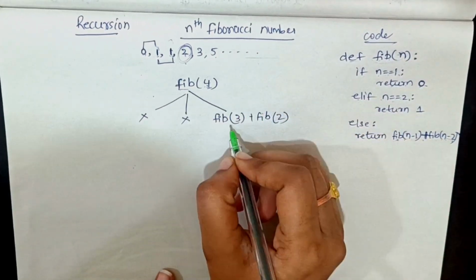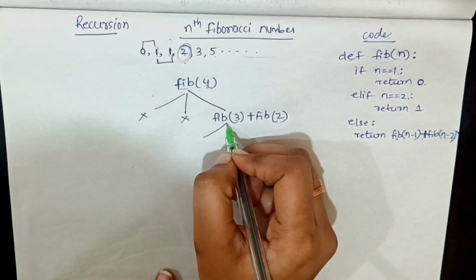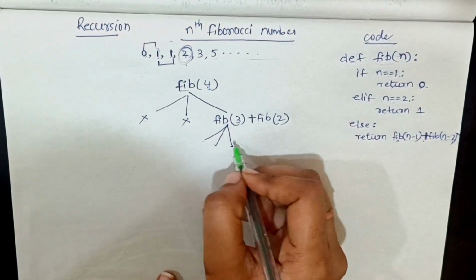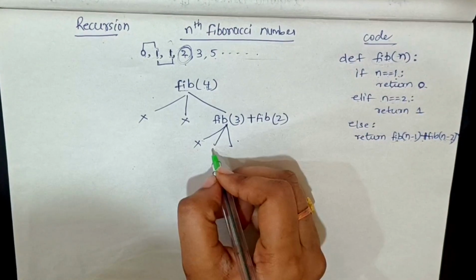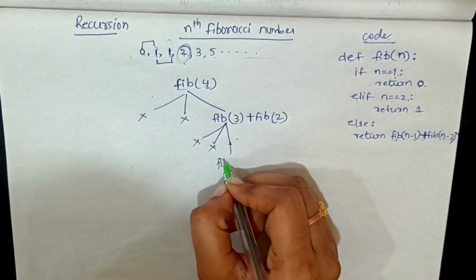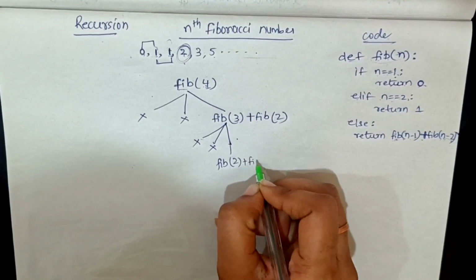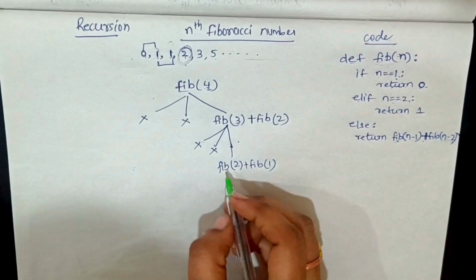Now this function is calling these two functions. So fib of 3 gets executed first. Again there are three statements in this function. First statement, is 3 equal to 1? False. Is 3 equal to 2? False. Then it again calls fib of 3 minus 1, which is 2, plus fib of 3 minus 2, which is 1.